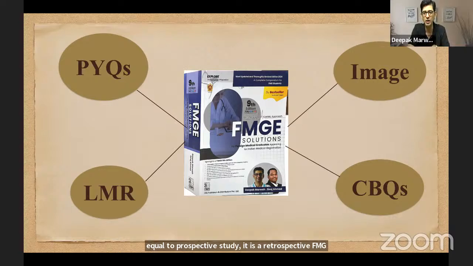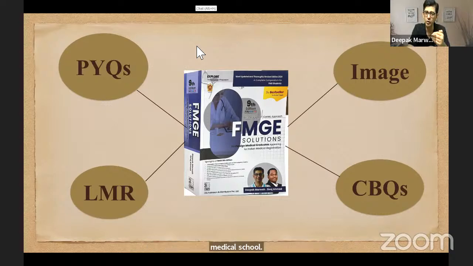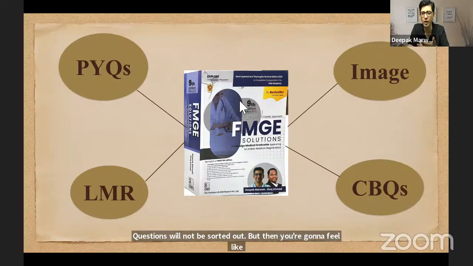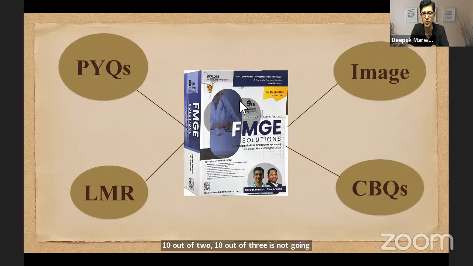A person who says, sir, I have not read anatomy in my entire medical school, I don't know anatomy, can I score 60% in anatomy? Yes, it is very much possible. You will make notes, but you will play Holi in the notes, questions will not be sorted out, a few small ones will get sorted, but then you're going to feel like 10 out of 2, 10 out of 3 is not going to be your final solution. You need to get 7 or 8 or maybe 9 correct, because anatomy is rattafication, man.